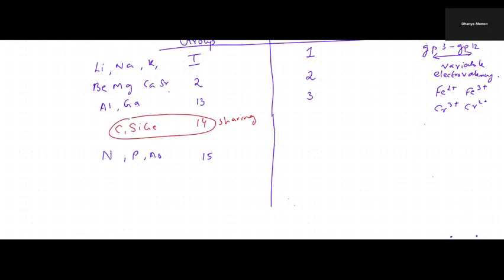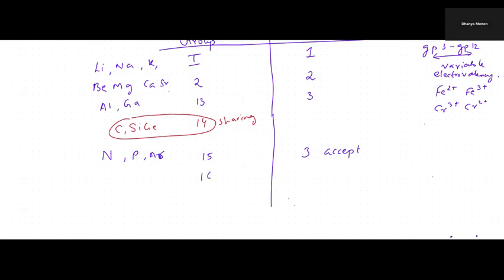Okay, so they have 5 electrons in the outermost shell, so they need 3 electrons. So they accept 3 electrons. But we write the electrovalency positive only. This is arsenic.